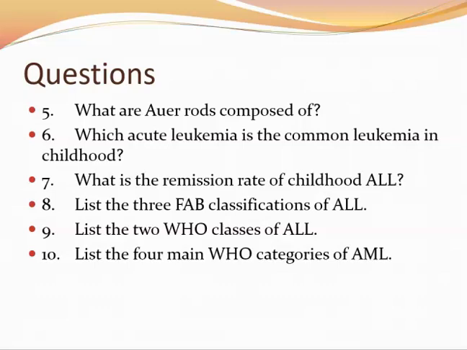Number 8, list the 3 FAB classifications for ALL. It would be L1, L2, and L3. Number 9, list the 2 WHO classifications for ALL. It'd be precursor B cell and precursor T cell. Number 10, list the 4 main WHO categories for AML. It would be Category 1, Category 2, Category 3, and Category 4.